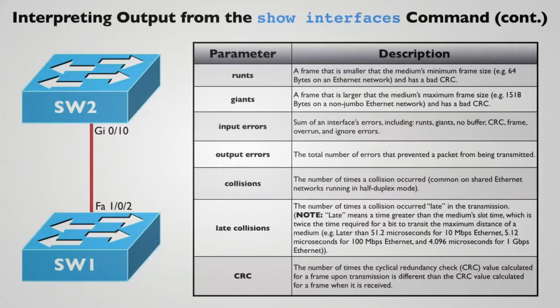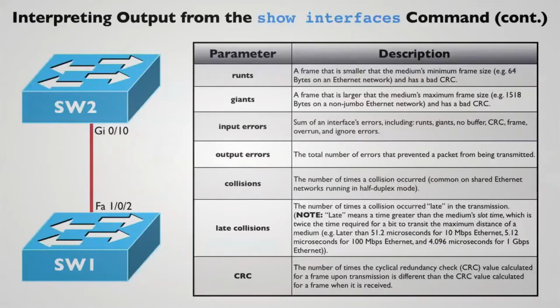Well, not only too small. A lot of people would just say that it's a frame that's too small, but in addition to being too small, it has a bad CRC, a bad cyclical redundancy check. Here's the way that works. When a frame is transmitted, the transmitting switch does a calculation, a mathematical algorithm on that frame. Generically, it's called an FCS, a frame check sequence, and a CRC, a cyclical redundancy check, is a type of frame check sequence.